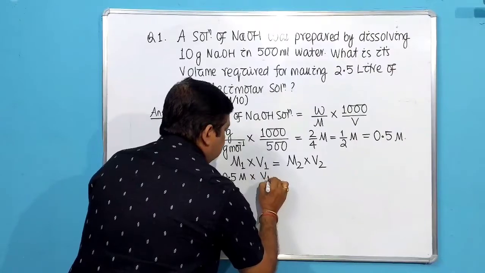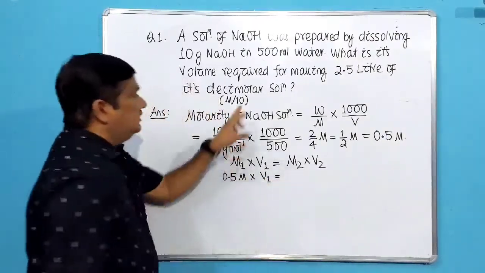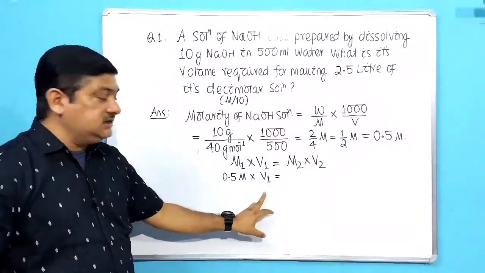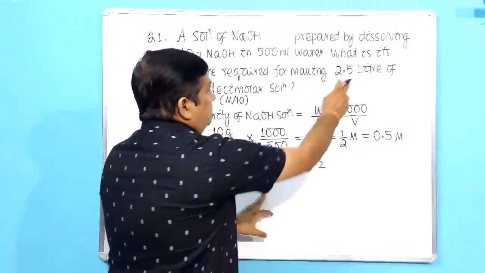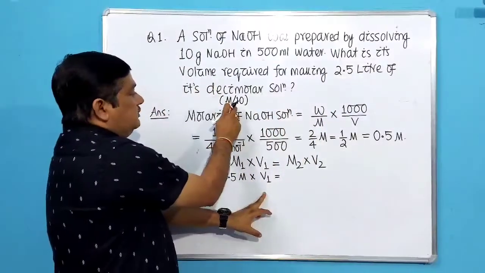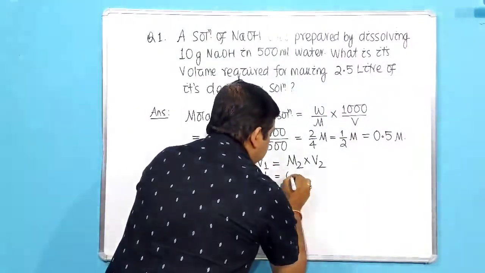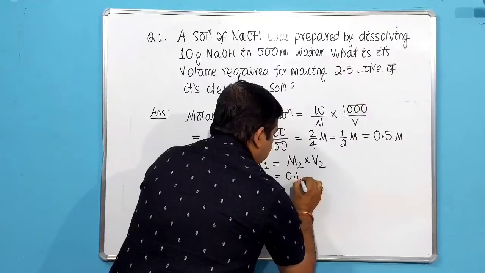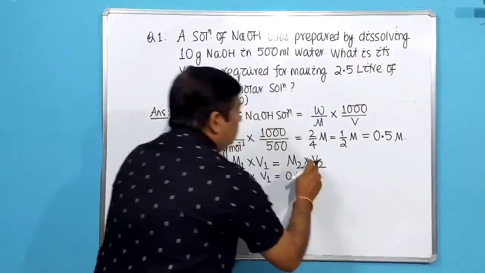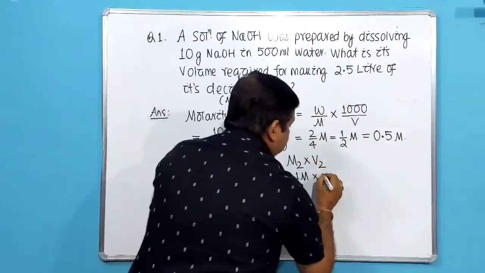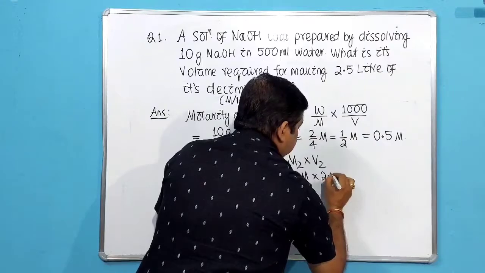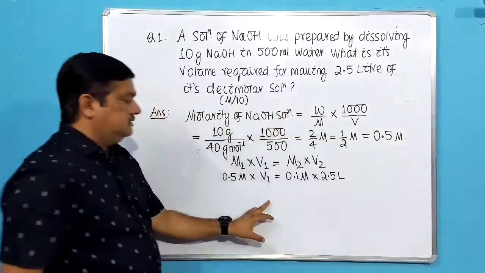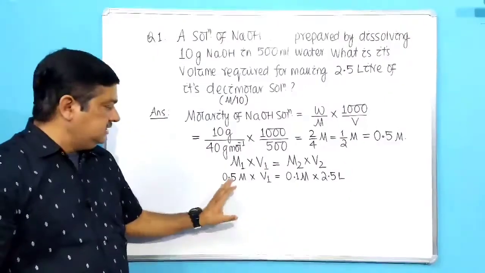We'll find out V1. It is asked what volume of this is required. So we'll leave it as V1. M2 is what is required? M2 is this one, M by 10. M by 10 means 0.1 M into V2. What volume is required? The 2.5 liter. I think you could follow it.